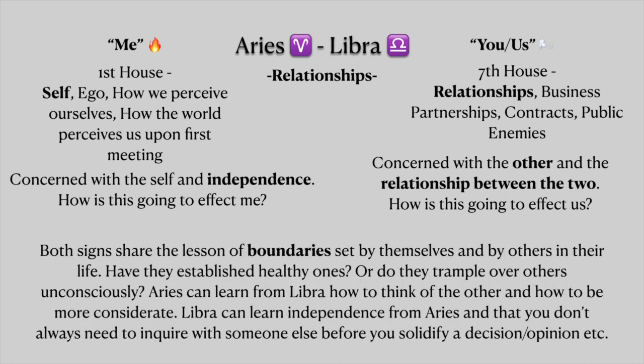Both signs share the lesson of boundaries set by themselves and by others in their life. Have they established healthy ones, or do they trample over others unconsciously? Aries can learn from Libra how to think of the other and how to be more considerate. Libra can learn independence from Aries, and that you don't always need to inquire with someone else before you solidify a decision or opinion.